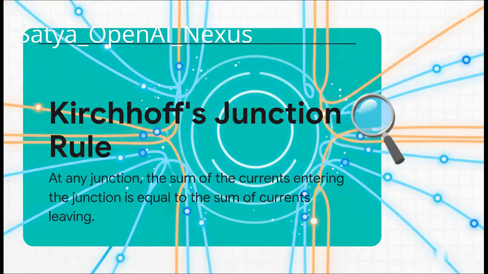They give us a systematic, step-by-step way to find any current or any voltage in any circuit, no matter how complicated it looks. So, Kirchhoff's first rule, the junction rule, is honestly just common sense dressed up in physics terms. Imagine a point where a bunch of wires meet up. That's a junction. Since electric charge can't just vanish into thin air or appear out of nowhere, it means that the total amount of current flowing into that point has to be exactly equal to the total amount of current flowing out. That's it. It's all based on the fundamental idea of conservation of charge.